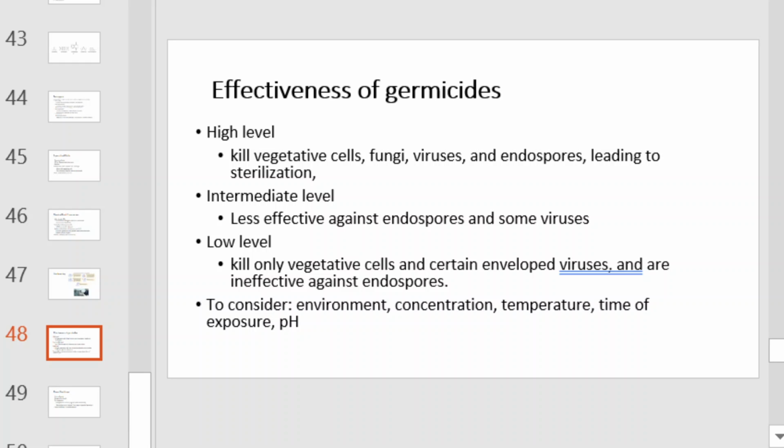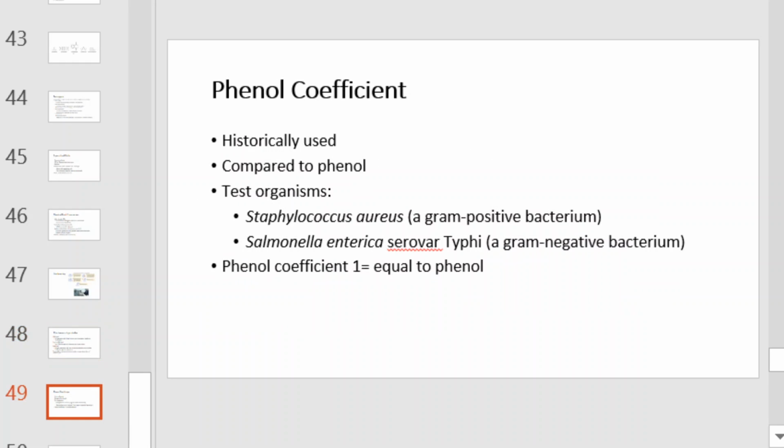Again, to take into consideration when looking at what process, what chemical, time of exposure, and concentration to use, one must consider the environment, the concentration of microbes, the temperature, the time of exposure, and pH. Phenol coefficient. Phenol coefficient has been historically used and compared to phenol. Its use is centered on the testing of organisms such as Staphylococcus aureus and Salmonella. Phenol coefficient of 1 is equal to phenol.